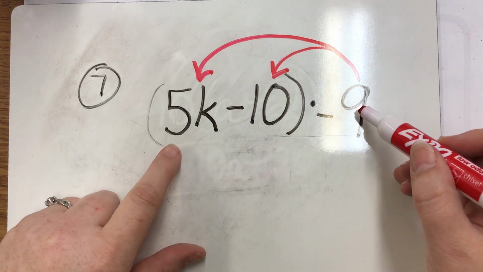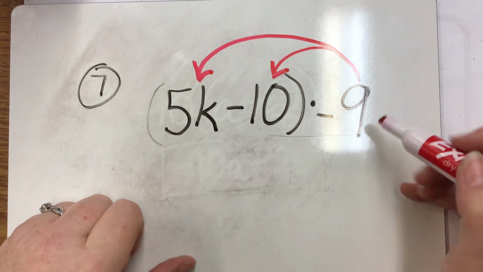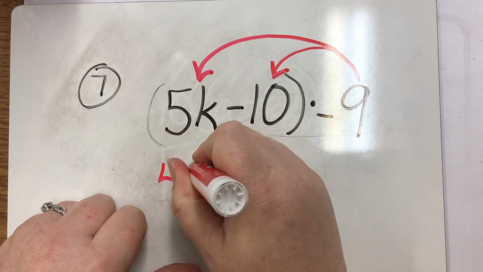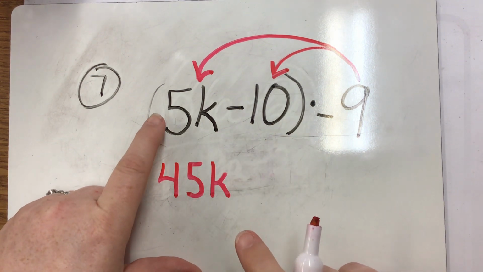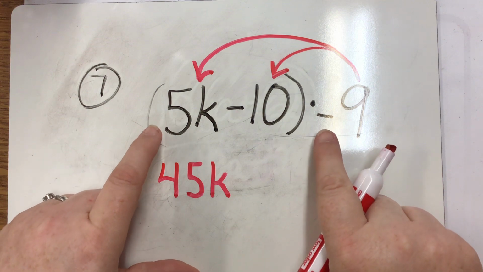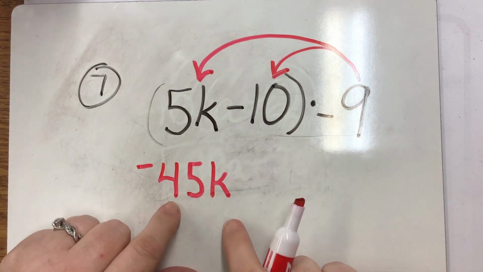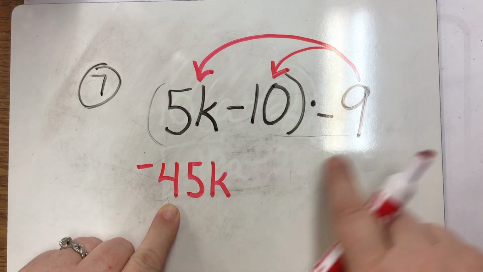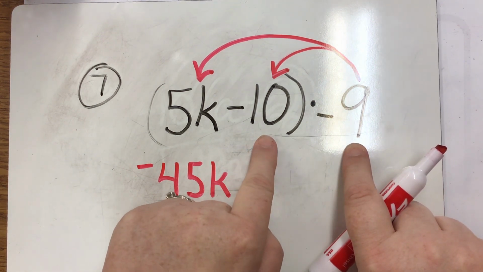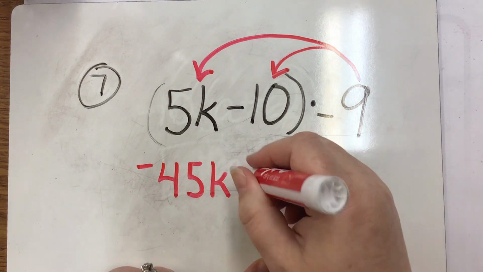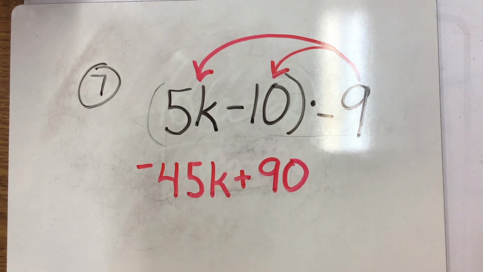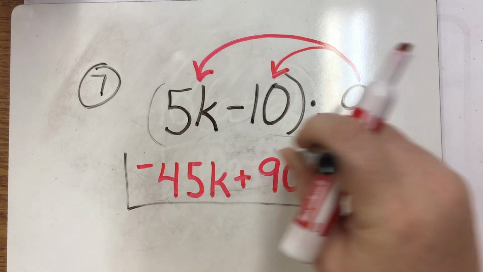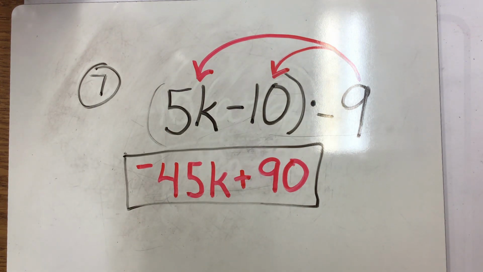9 times 5 is 45. Oh, don't forget the K. Oh, but now be careful. This is a positive, and that's a negative. Negative times a positive is a negative. Okay, so -45k, -9 times -10 is positive 90. There we go. There's our answer. Forward, backward, upside down, it doesn't matter.